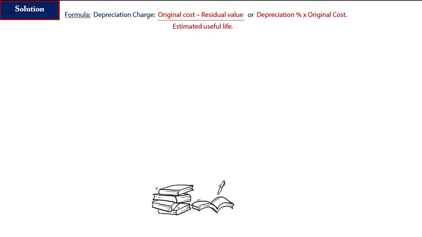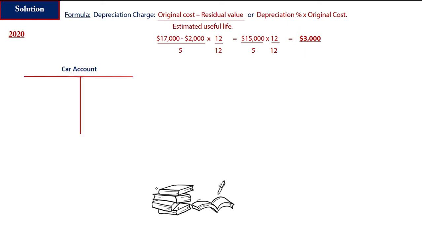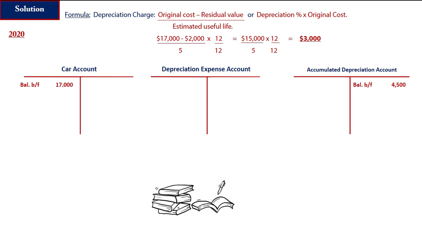Let's come to 2020. Because it spent the whole year in 2020, it will be 17,000 less 2,000, divided by 5, times 12 over 12, giving us a depreciation figure of $3,000. Again, we open the car account with a balance brought forward of 17,000. We open the accumulated depreciation account, then bring the balance in as well, which is 4,500 coming from 2019. When we open the depreciation account, we debit it with the $3,000 depreciation charge of 2020. Then we go to the accumulated depreciation account and credit it with the 3,000 figure.